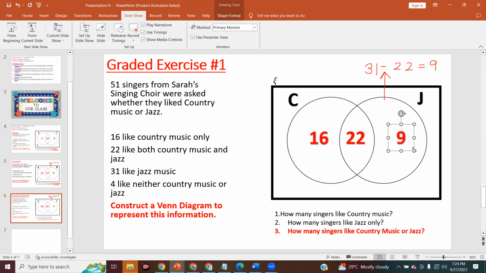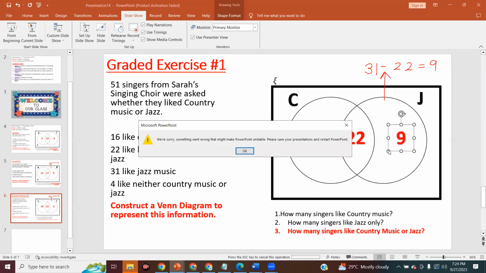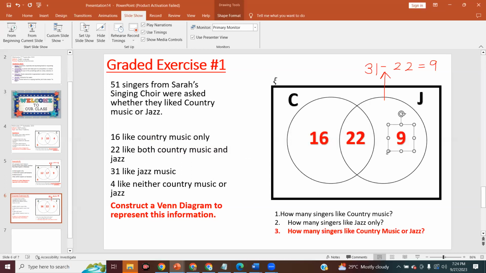Okay. Now, what goes on the outside? 4. Very good. 4 does go on the outside. All right. So how many singers inside of the choir anyway? 51. Very good. If you add 16 plus 22 plus 9 plus 4, you get 51.